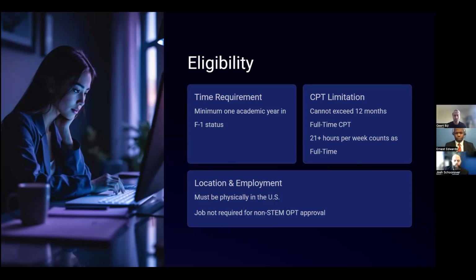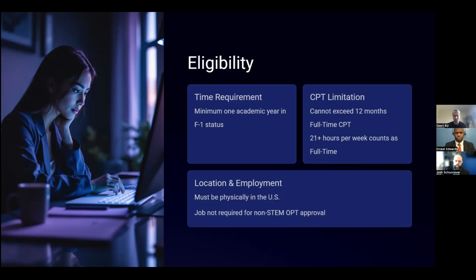So you can do less than 12 months of full-time CPT. You can do as much part-time CPT as you want, so part-time 20 hours per week or less. But once you go over 12 months of full-time CPT, you lose your eligibility for OPT and STEM OPT. So make sure that you're planning for that during your program of study.